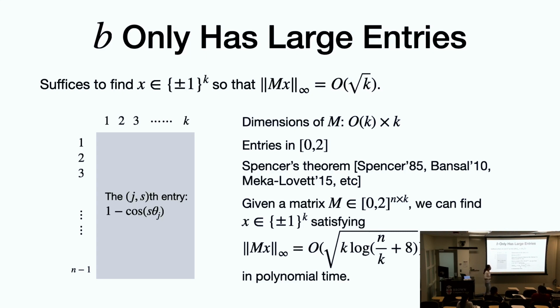And actually, it turns out we can get this vector x by directly using a result from discrepancy theory. Here we observe that the dimension of M is big O of k times k, since n is big O of k, and all the entries of this matrix are between 0 and 2.